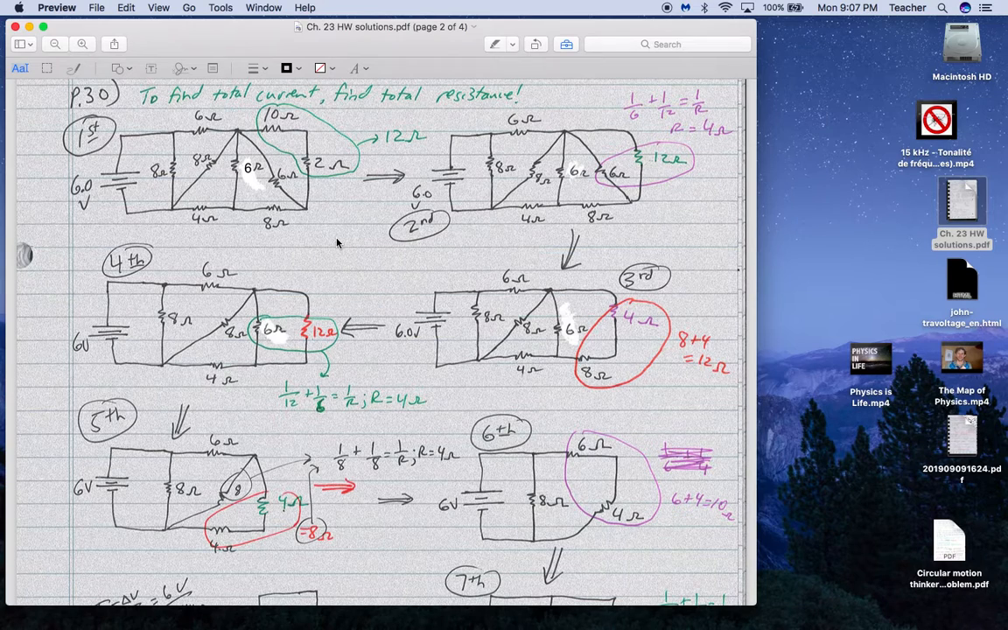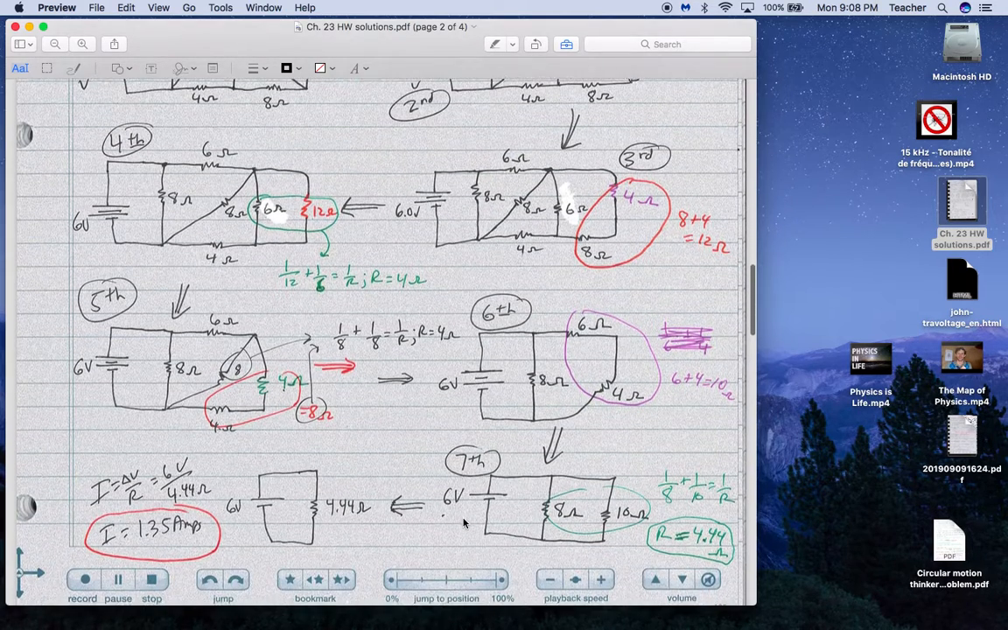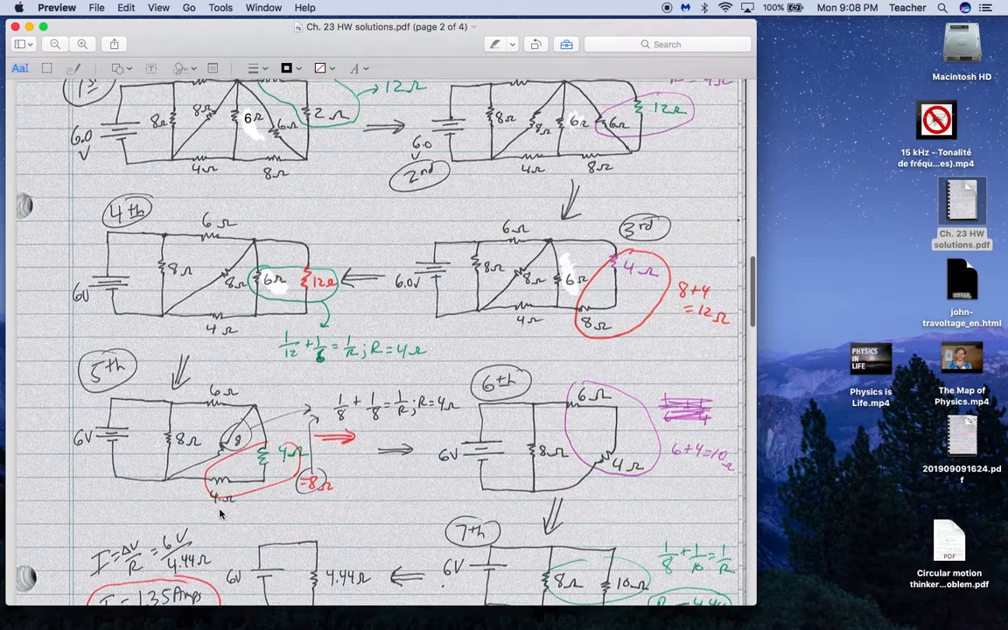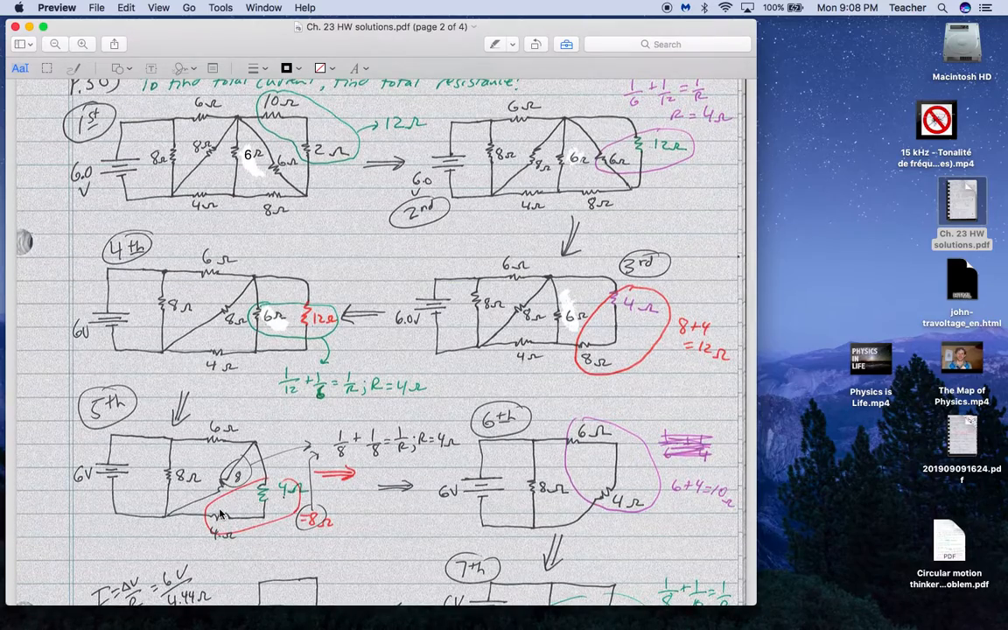And I show you how I simplify from first to second to third to fourth to fifth to sixth. Again, I'm combining these resistors as I go to get a single equivalent resistance. Finally, I get a single resistor of 4.4 ohms. That's how I come up with 1.35 amps. You cannot do this in one big step.